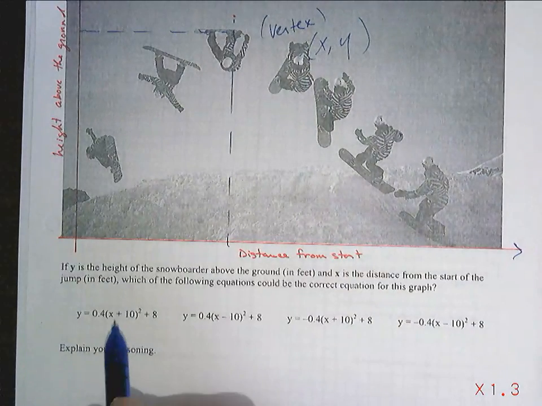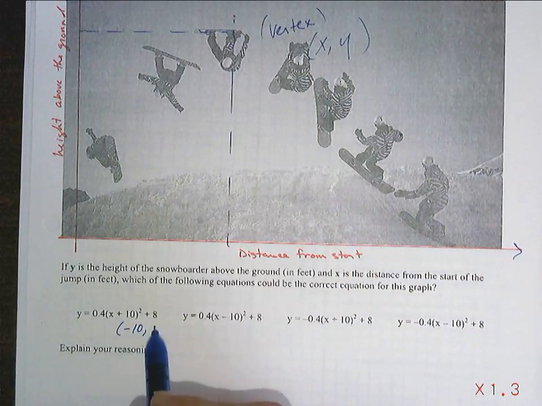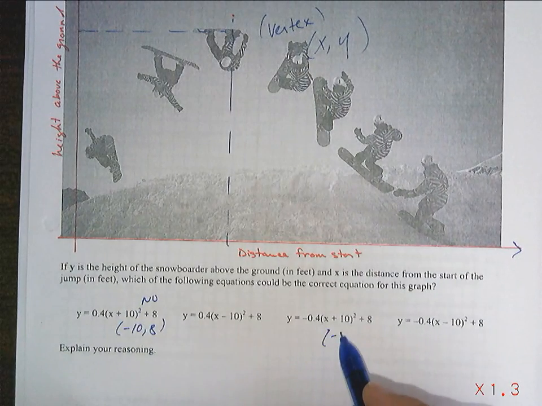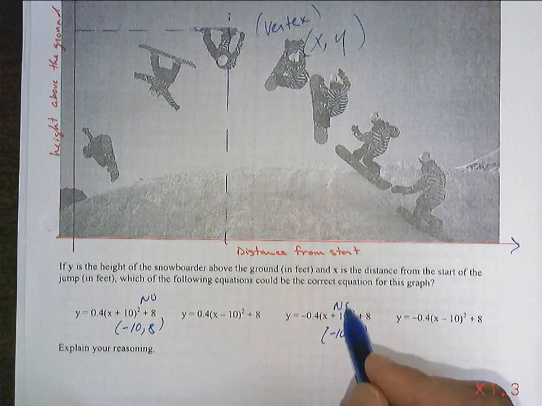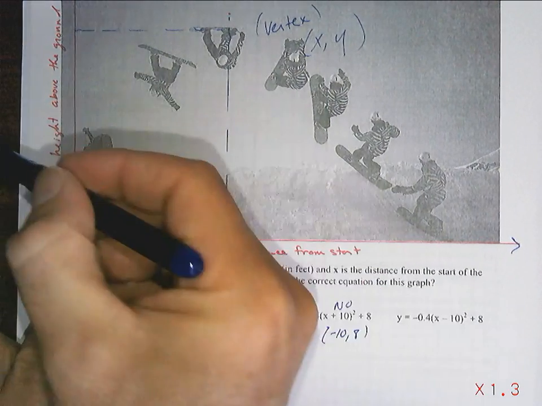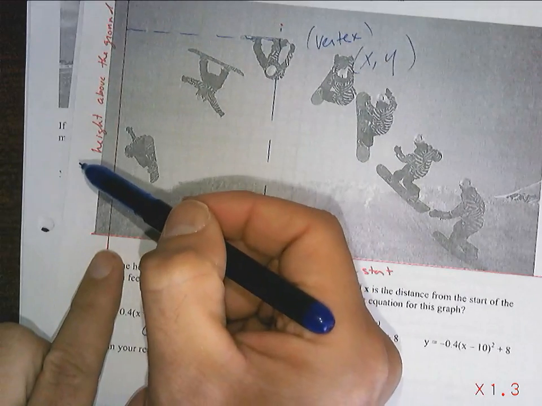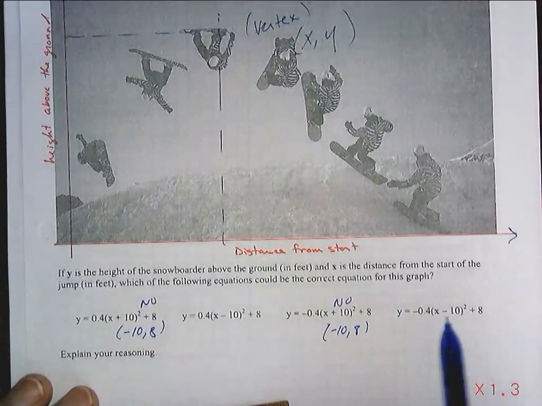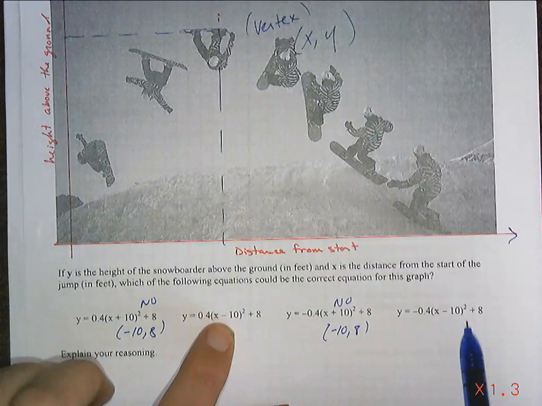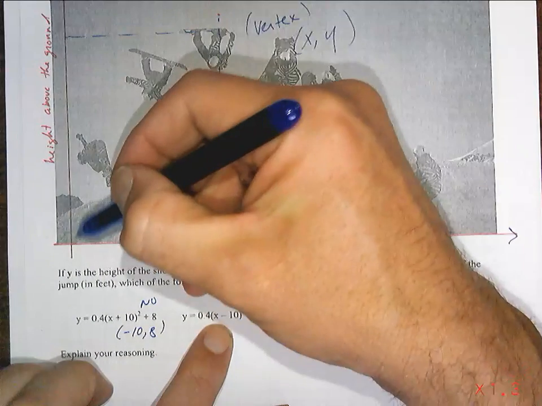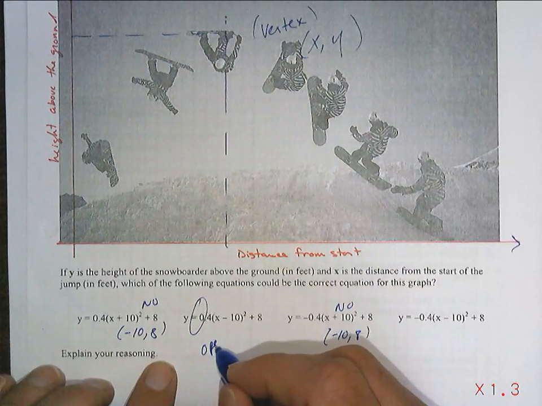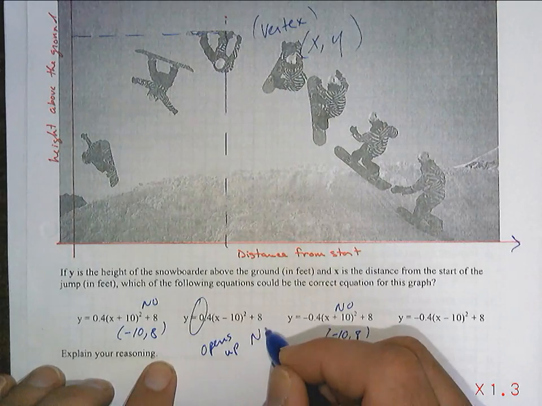So going through the list, this has a vertex of negative 10 comma 8, so no. This one has a vertex of negative 10 comma 8, so again, no. Because the way I've set it up, negative 8 comma 10 is over here on the axis, not on this side. It would be in the opposite direction of the jump, so that would be a bad idea. So this one works and this one works in terms of my vertex. Now, that's a parabola that is definitely opening down. So this one's opening up, and that's a no.